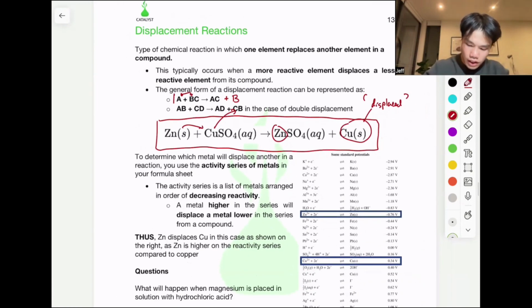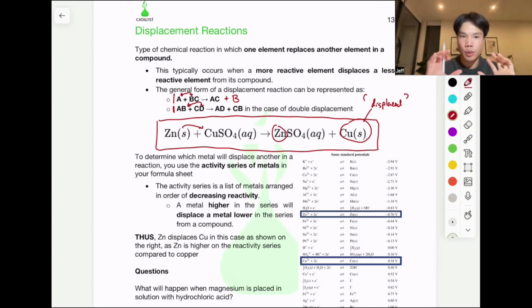The other case underneath is what we call a double displacement. A double displacement, AB plus CD goes to AD plus CB. And you can see that essentially all that's happened is the B and the D have swapped places. And we'll talk about that just after this.